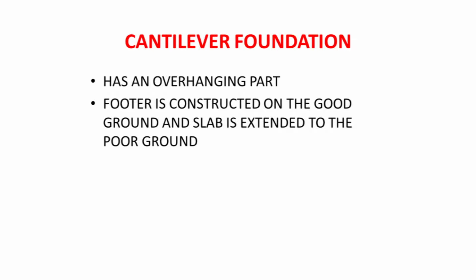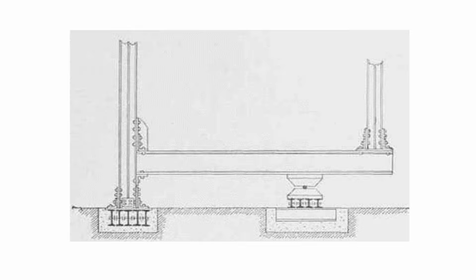Then your cantilever foundation, which is the one that is only supported on one side and has another hanging part on the other side. There you can see an example. It is supported on this side, but the whole of that part is overhanging.